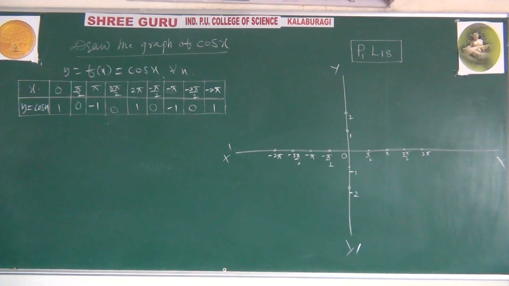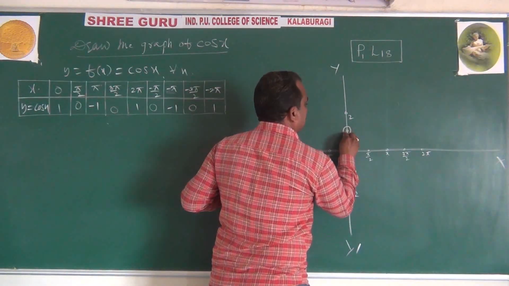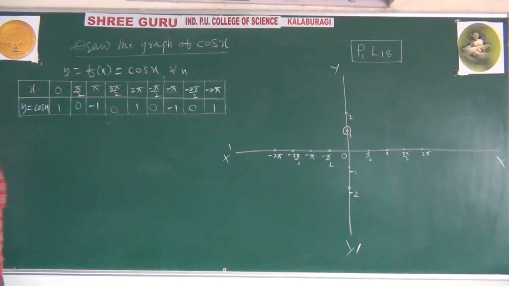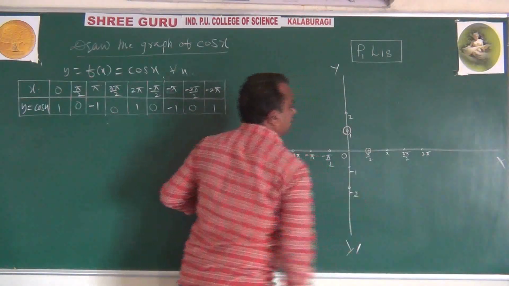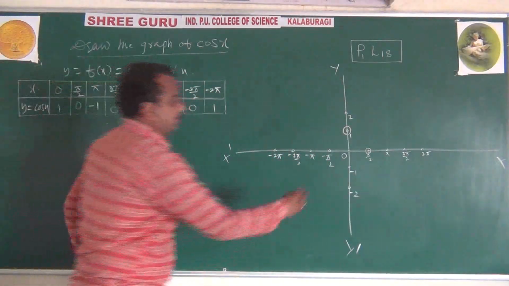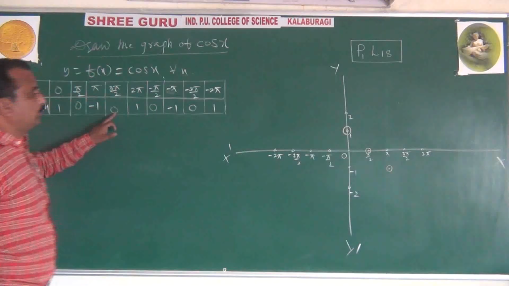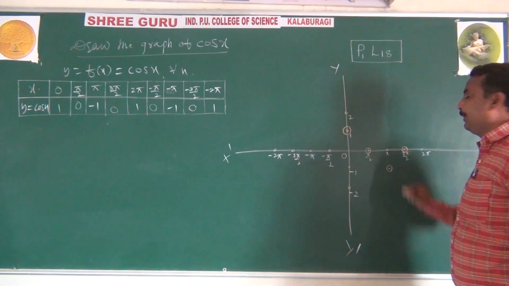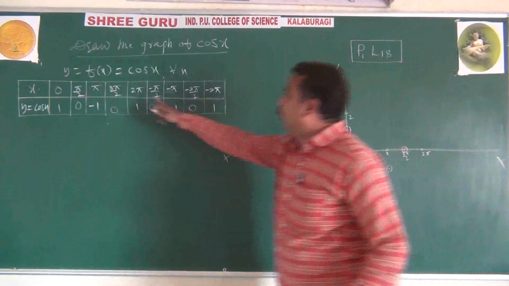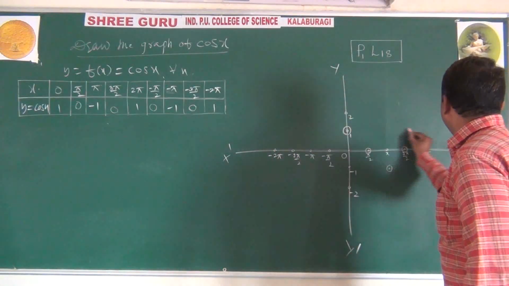Now I will mark the points here, students. When x is 0, y is 1. When x is pi by 2, it decreases to 0. When x is pi, it is minus 1. When x is 3 pi by 2, it is 0. You know, at odd multiples of pi by 2 the value is 0. When x is 2 pi, what is the y value? It is again plus 1.